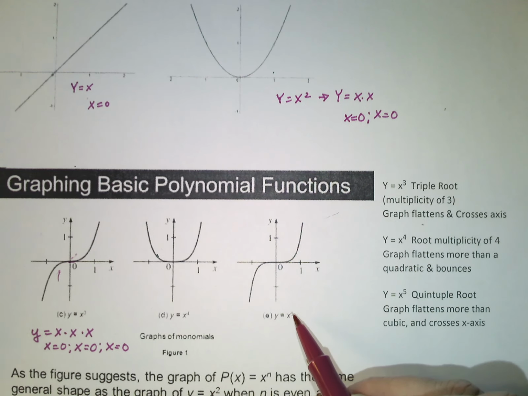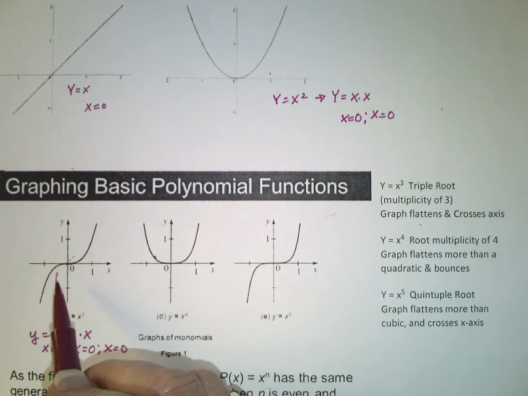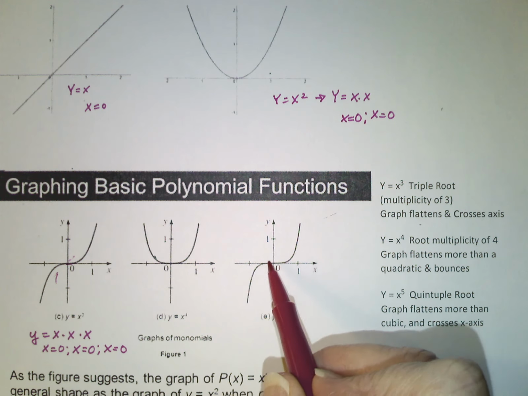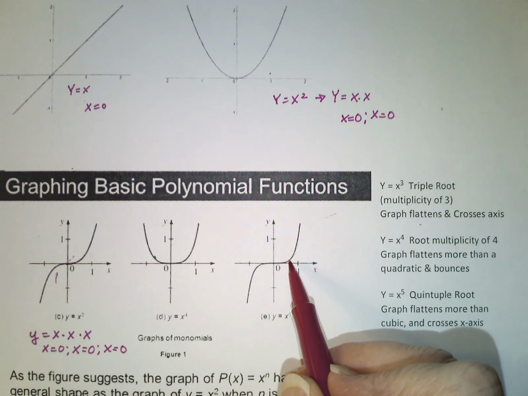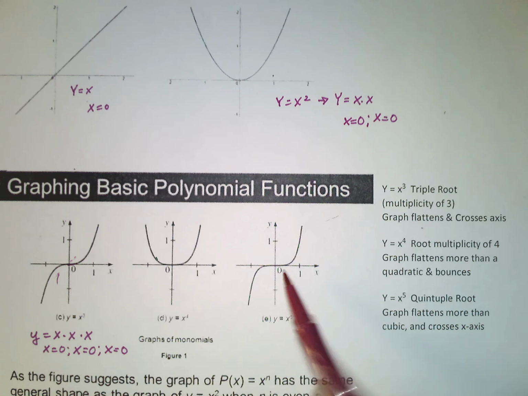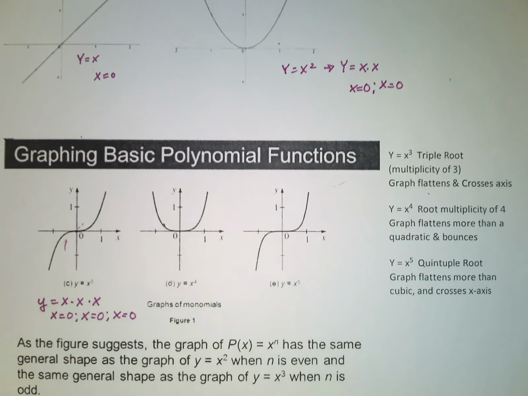X to the fifth. Well, x to the fifth is going to look a lot like x to the third, except that it's going to be flatter. It will still cross, but again, these fractions in here are going to make the answers come out very small. And this would have multiplicity 5, because that one root gets counted 5 times.